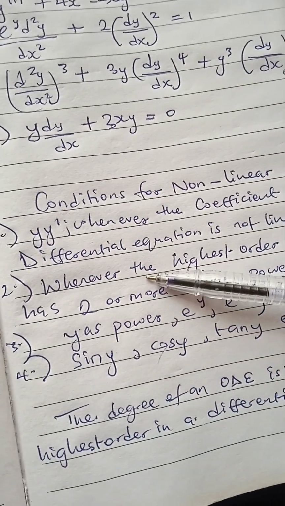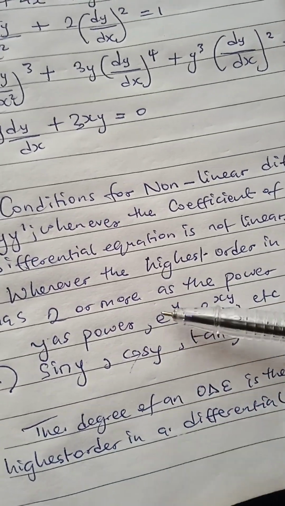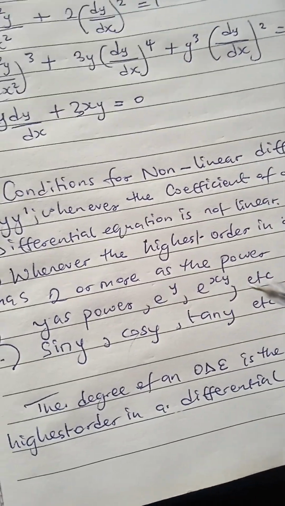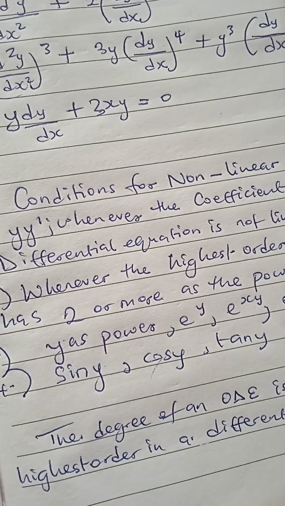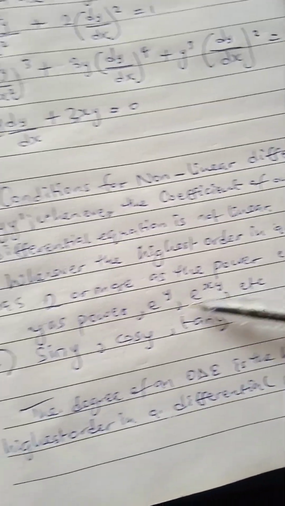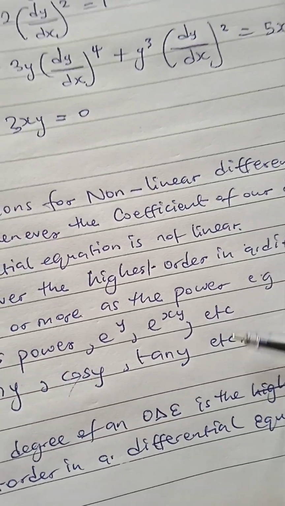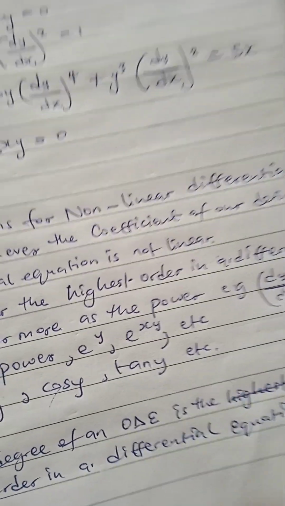Whenever the highest order in a differential equation has a power of 2 or more, then that equation is a non-linear differential equation. Then whenever you see y as the power, whether it's e raised to the power y, e raised to the power xy, etc., you know that equation is a non-linear equation. Whenever you see something like sine y, cos y, tan y, etc., you know that equation is a non-linear differential equation.